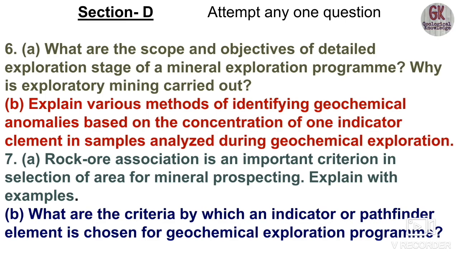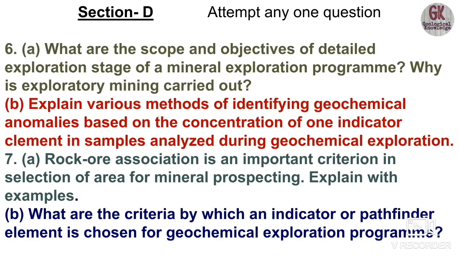7A is rock-ore association is an important criterion in selection of an area for mineral prospecting. You have to explain with examples, that is, what is the relationship between the rock and the particular ore. So their association, which is an important criterion in selection of an area for mineral prospecting, that you have to write down.